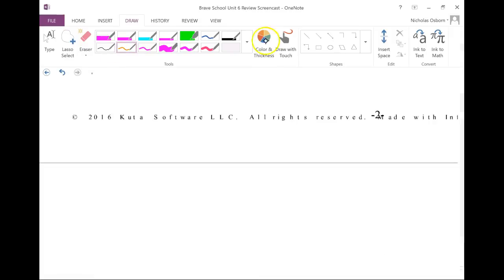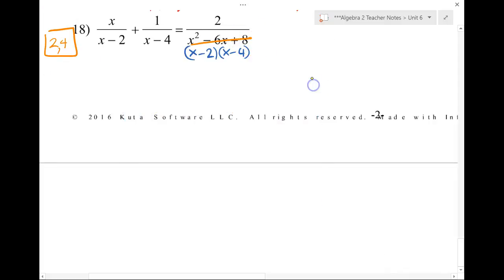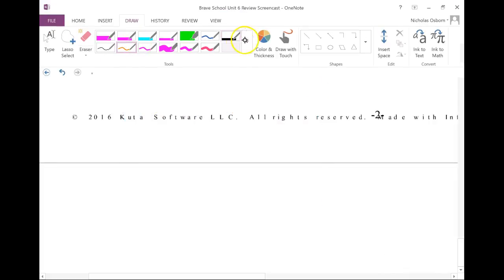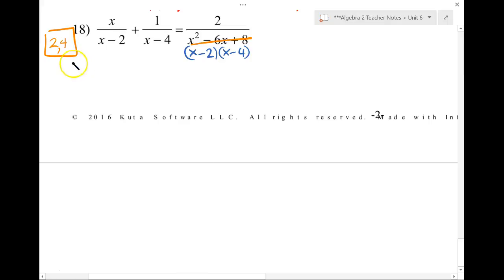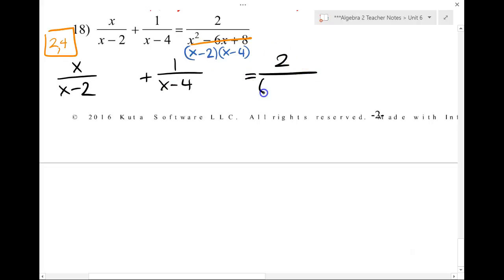So now, let's rewrite the problem. Kind of widen things out so it's easier to work with. 1 over x minus 4, and then 2 over, remember, leave it factored out once you've factored it, just so that we can try to cancel out some of these factors.